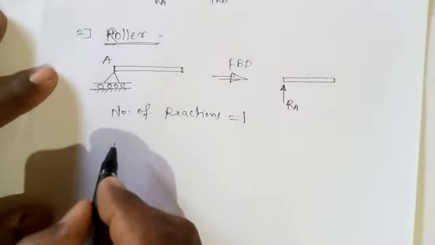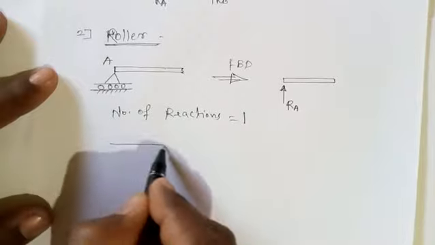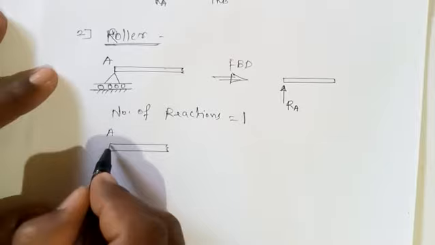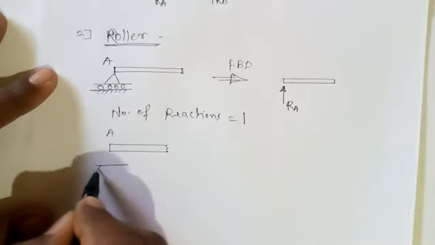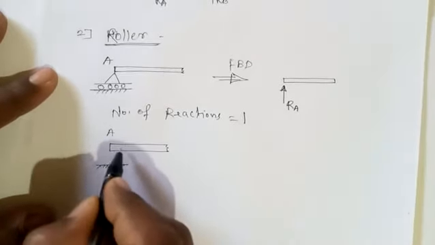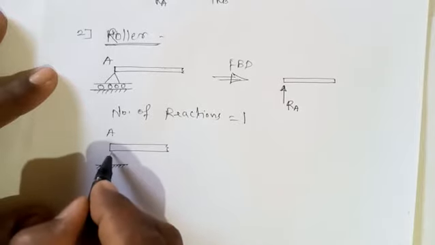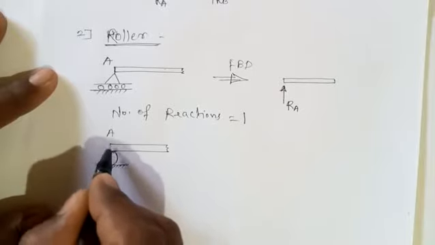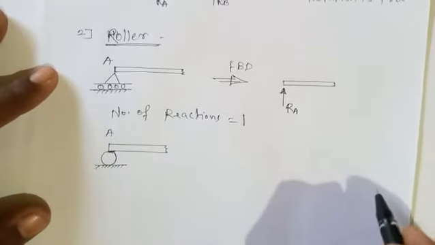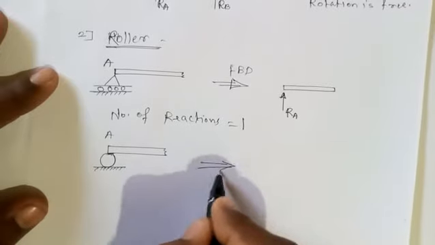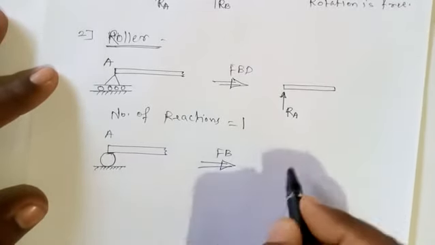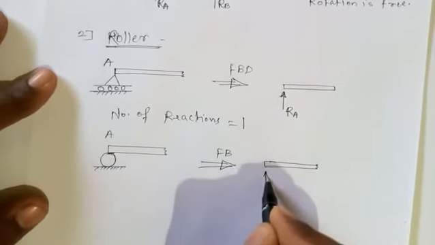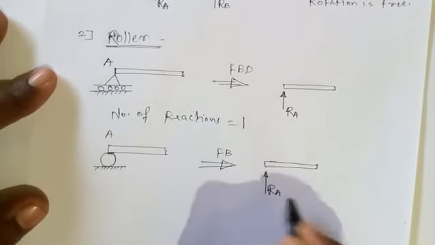One more symbol is used to show the roller support. This same roller support at point A can be shown in this way also, where this is the ground floor, this is the beam which is to be supported. Between these two objects, one roller is inserted. So this is also the symbol of the roller support, for which the same FBD can be drawn. This is beam and this is one reaction, that is RA.